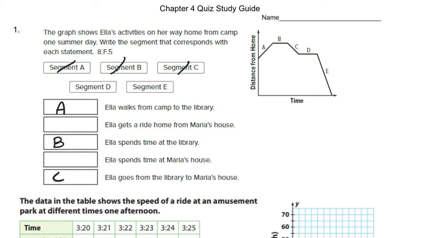So that's D. And she gets a ride home, and that's what's happening here. She just goes from here, and as time passes, she gets closer and closer to home. Distance from home decreases, so that must be E.